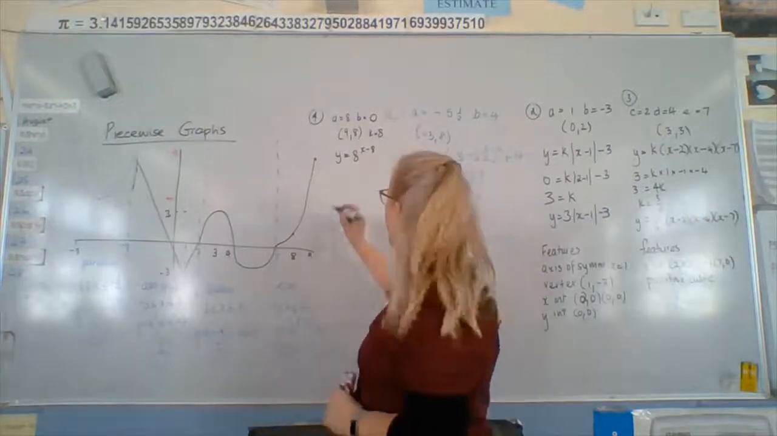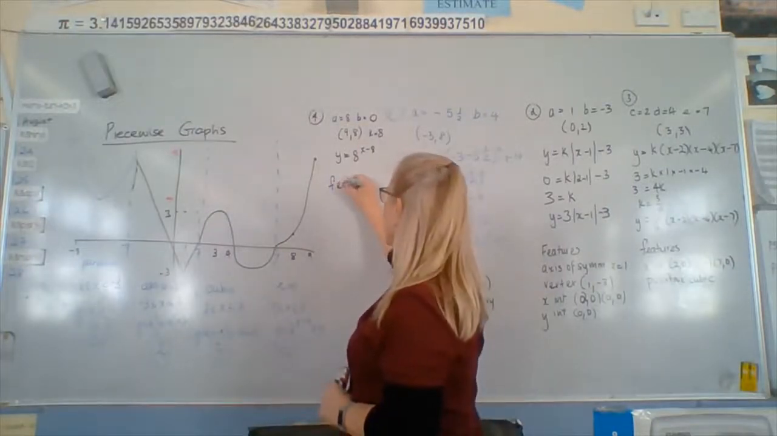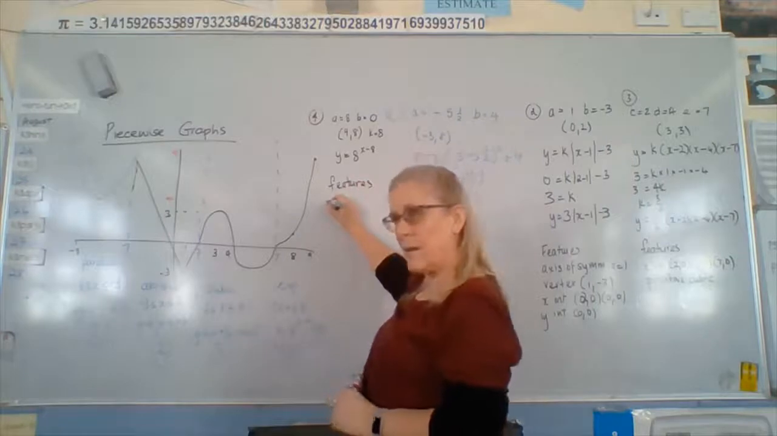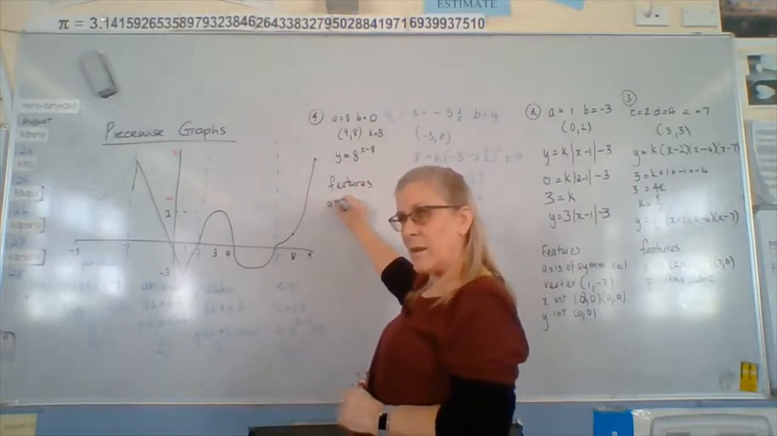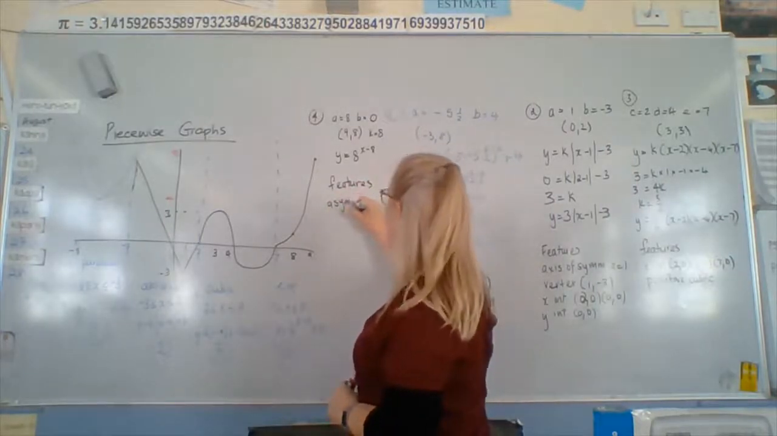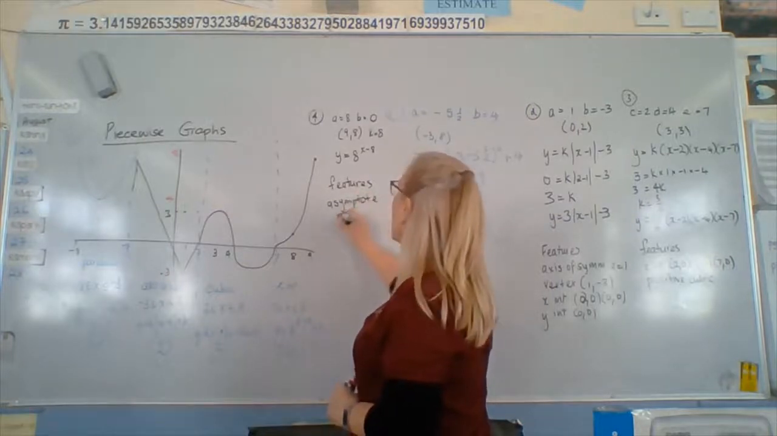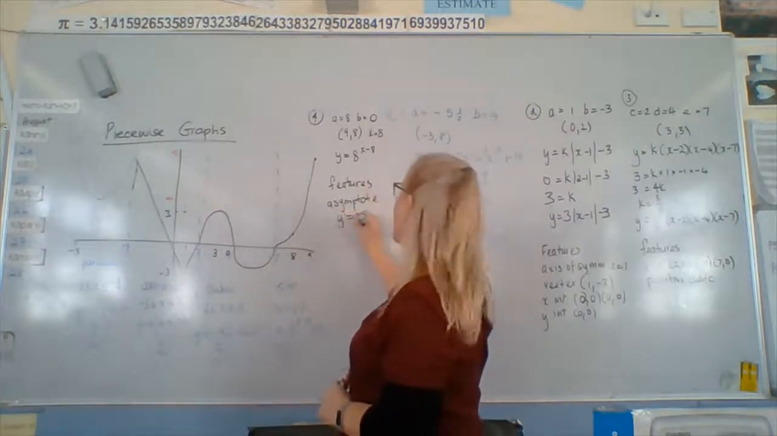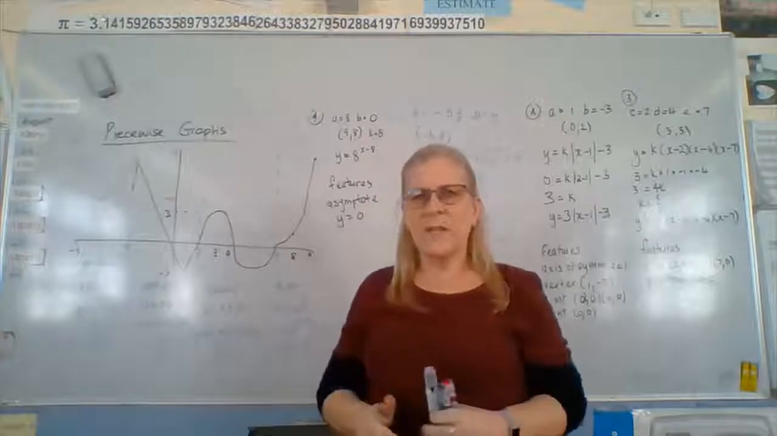What do we have here for features? Asymptote. Good. Asymptote is at where? Y equals 0. Good stuff.